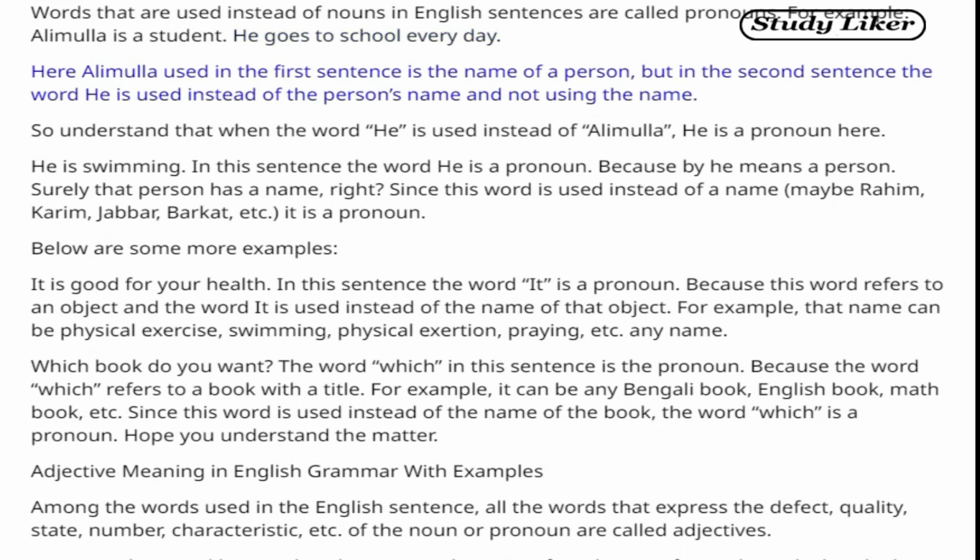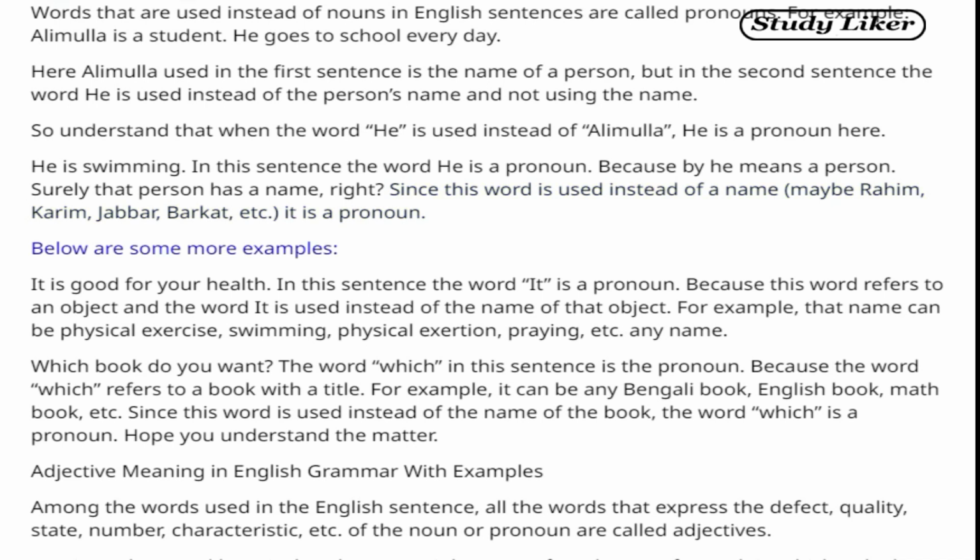Here Alimullah, used in the first sentence, is the name of a person, but in the second sentence the word he is used instead of the person's name, without using the name. So understand that when the word he is used instead of Alimullah, he is a pronoun here. He is swimming. In this sentence the word he is a pronoun, because by he we mean a person. Surely that person has a name, right? Since this word is used instead of a name, maybe Rahim, Kareem, Jabbar, Barkat, etc., it is a pronoun.